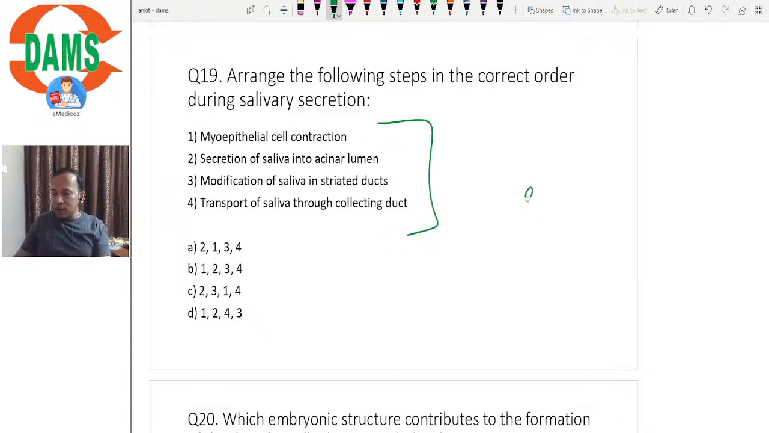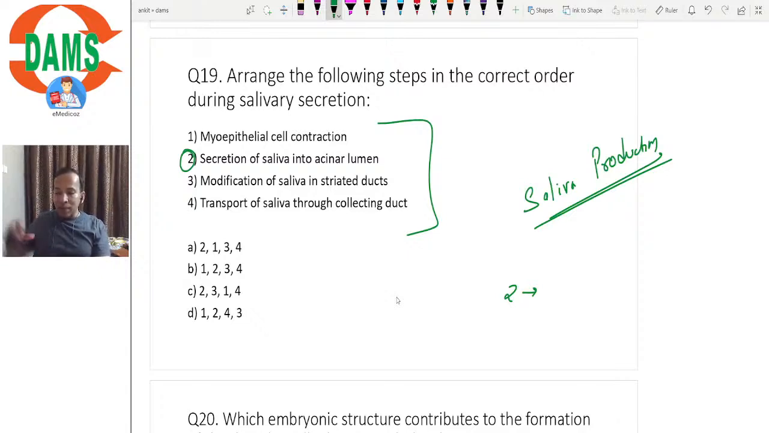So first of all, saliva will be produced, isn't it? Saliva production, or you can say saliva secretion. So where is the saliva secretion? It is the second option, option 2. So when the saliva is secreted, it is still within the acini. So when it is in the acini, then myoepithelial cell will contract, isn't it? When the myoepithelial cell contracts, it will expel the saliva into intercalated duct, and from intercalated duct into striated duct.